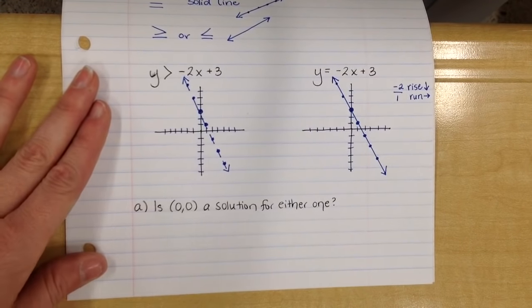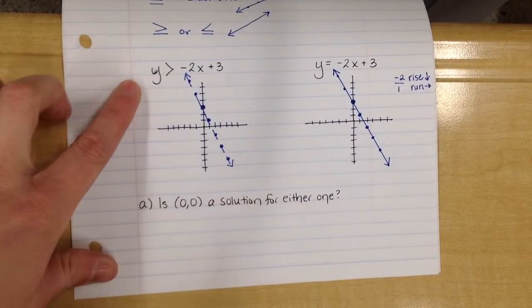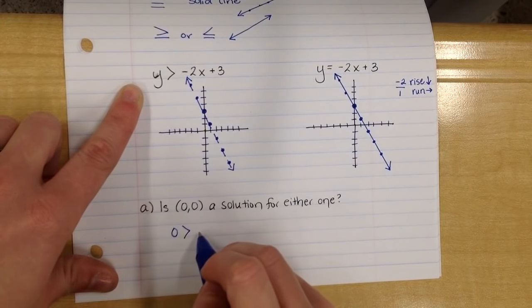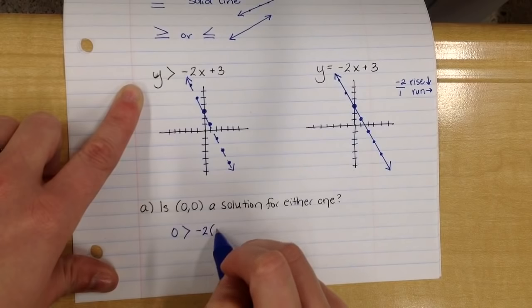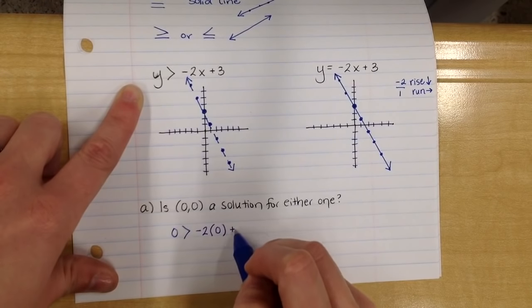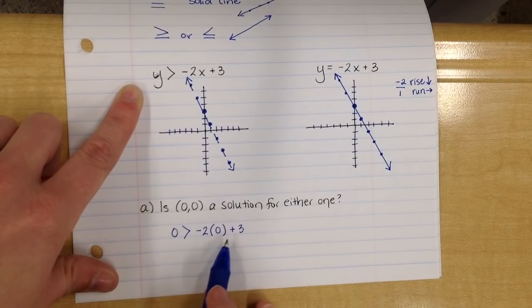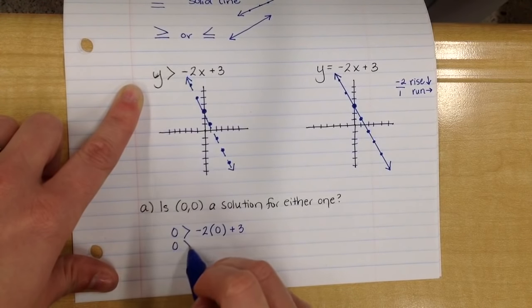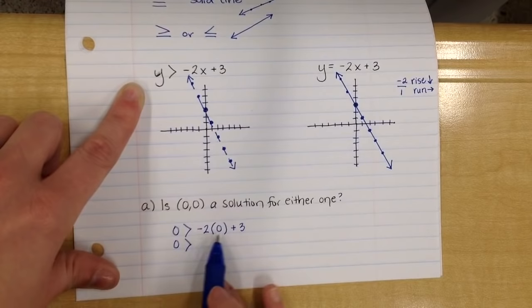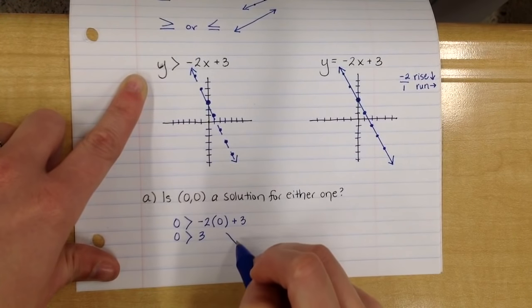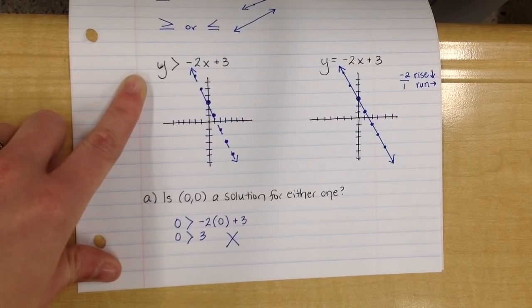So we're going to take our original inequality, and we're going to start with 0 being greater than -2 times 0 plus 3. 0 is greater than 0 plus 3. So 0 times -2 is 0, plus 3 is 3. Is 0 greater than 3? No. So 0, 0 should not be a solution.